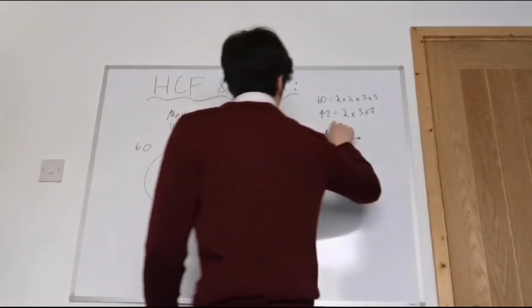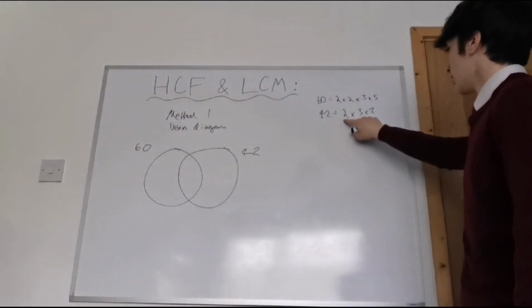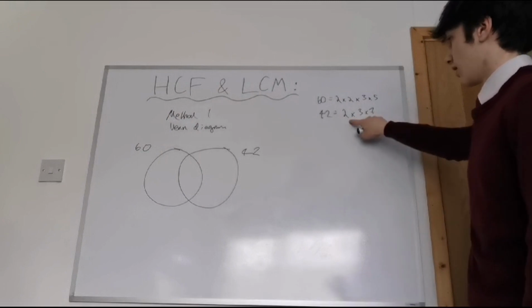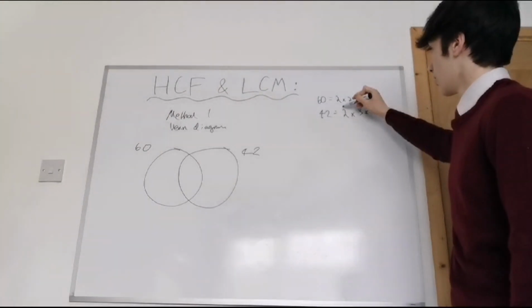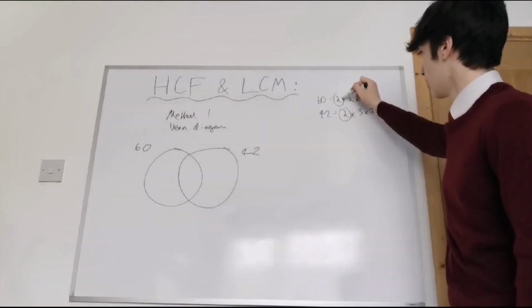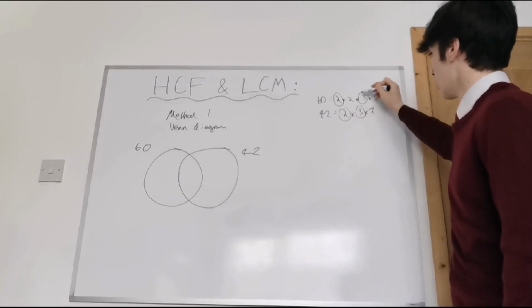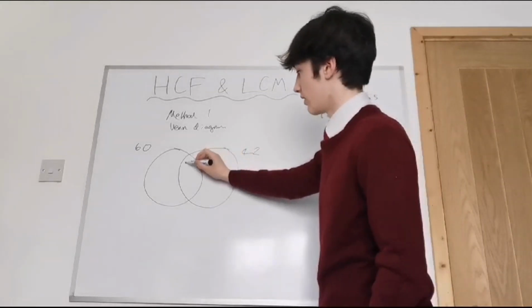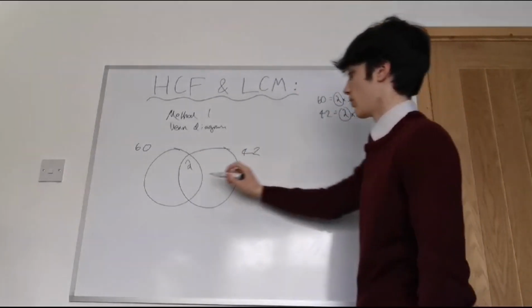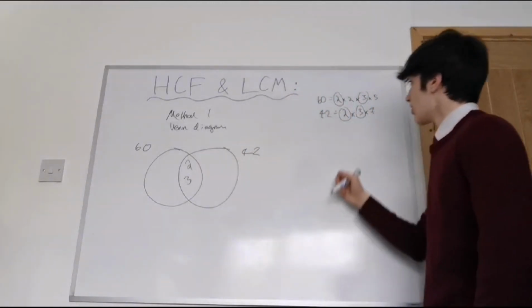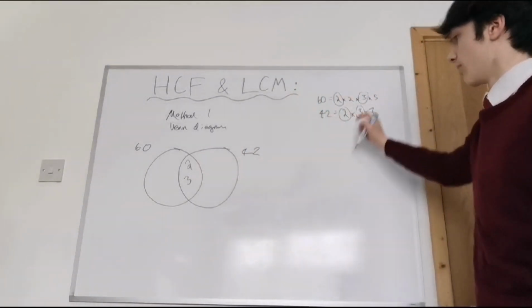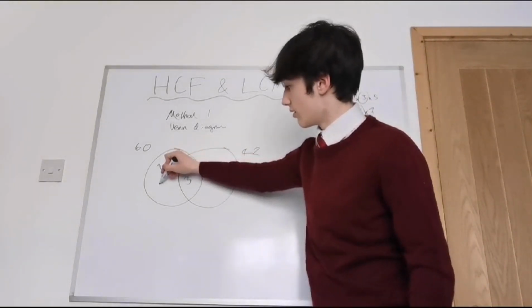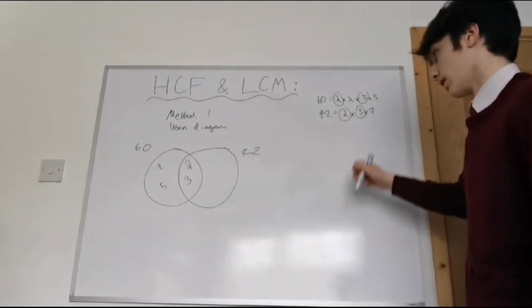So if we go to these prime numbers, you can say that both of these numbers share 2 and they share 3. So we're going to write 2 once in the intersect, and 3 once in the intersect. For 60 that leaves us with 2 and 5, so we're going to write 2, 5. For 42, that leaves us with 7.